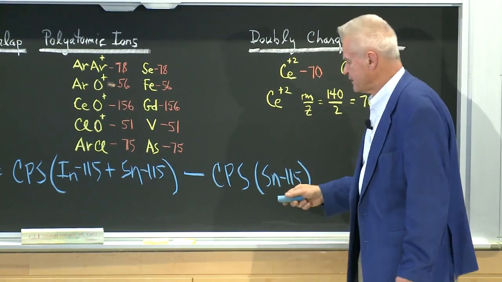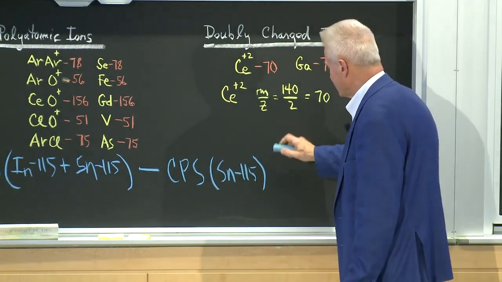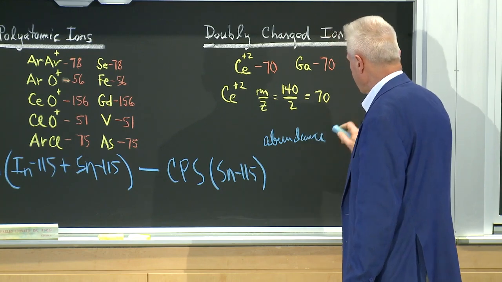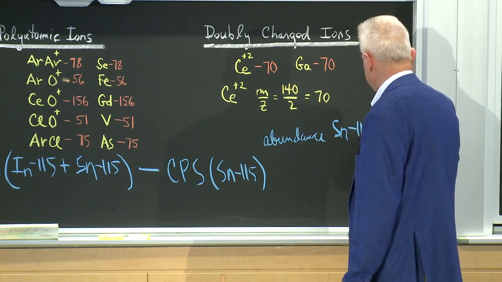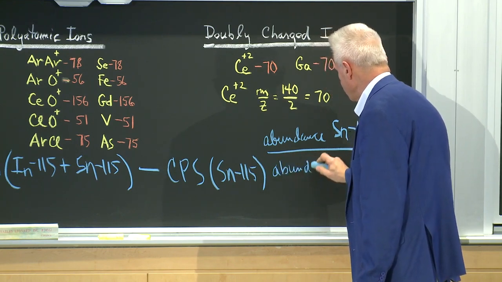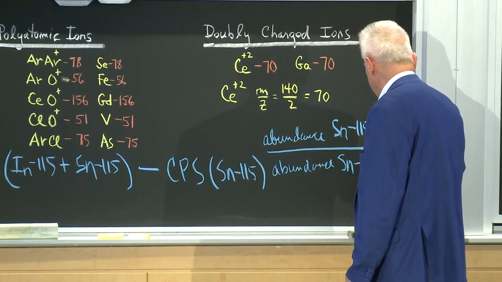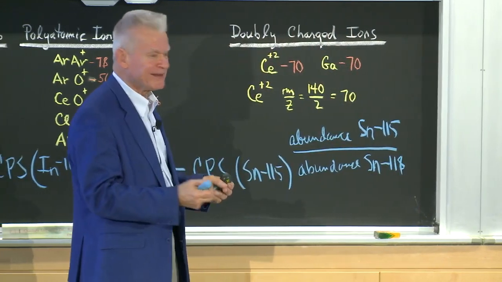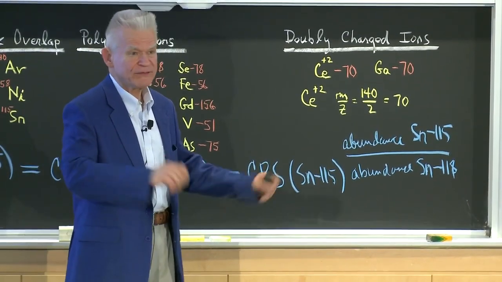And the way we get that is we multiply this by an isotope ratio. We multiply it by the abundance of the interferent divided by the abundance of an isotope of tin that does not interfere, which would be tin 118. So we can take those two abundances, get a ratio there, multiply that times the total counts, and end up getting our counts for indium-115. And all this is done by the software.